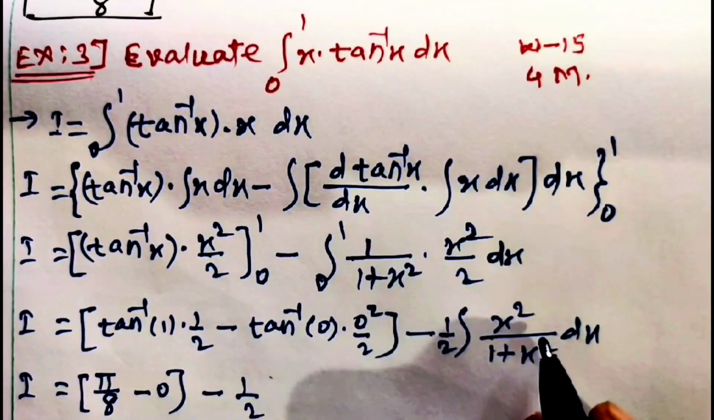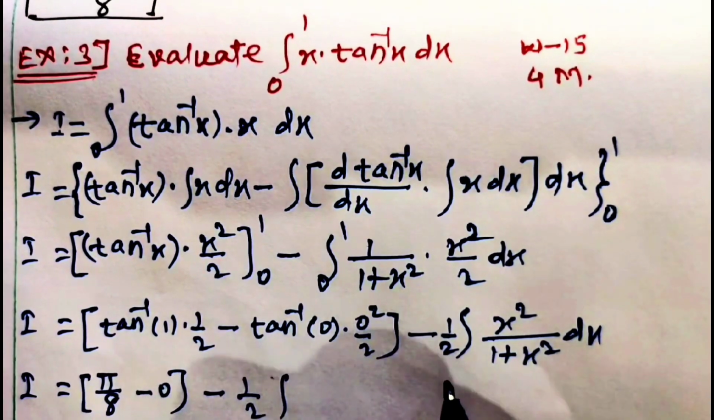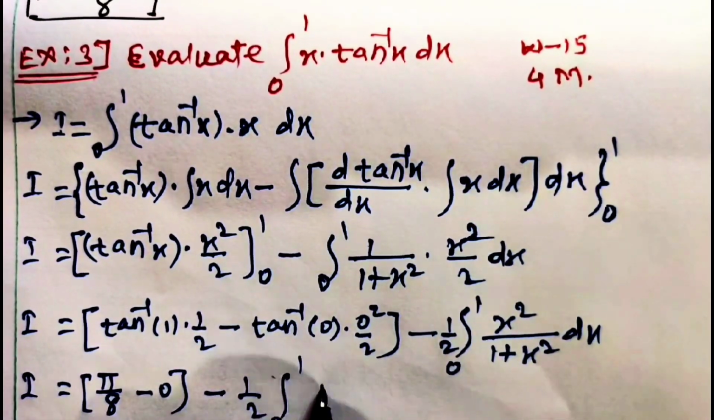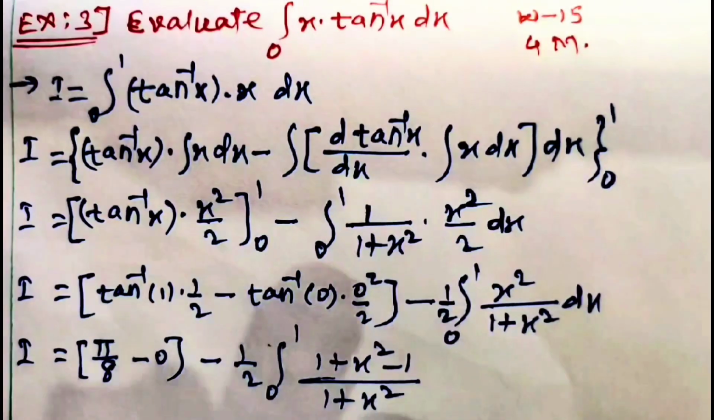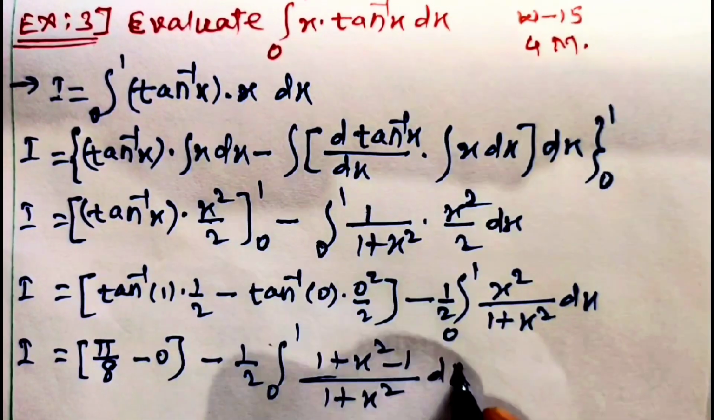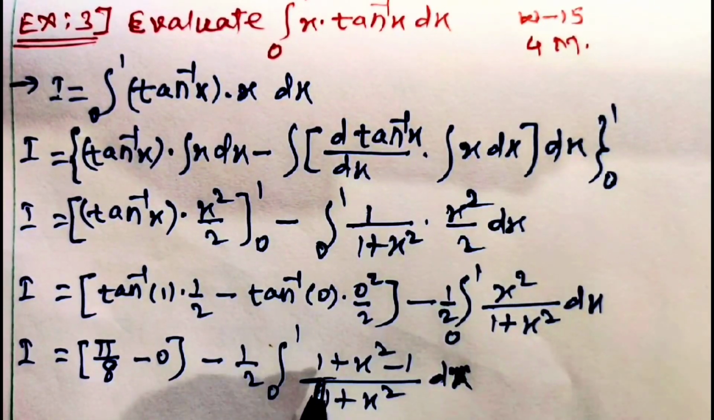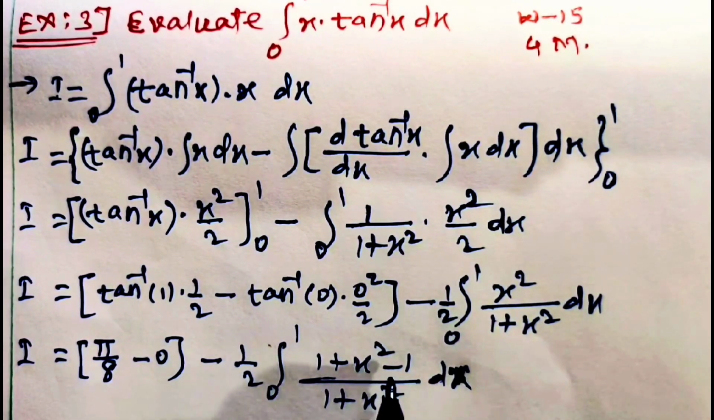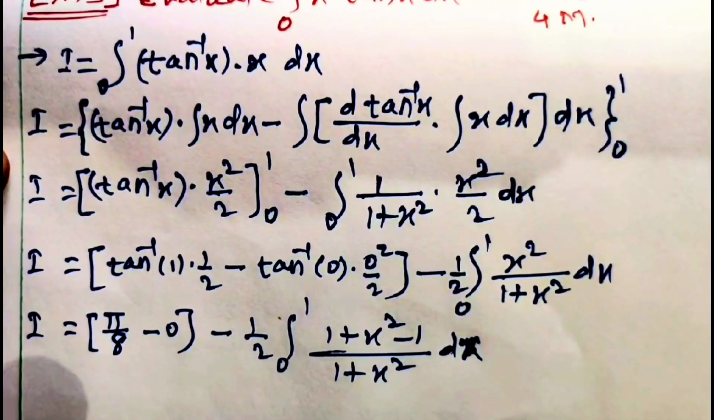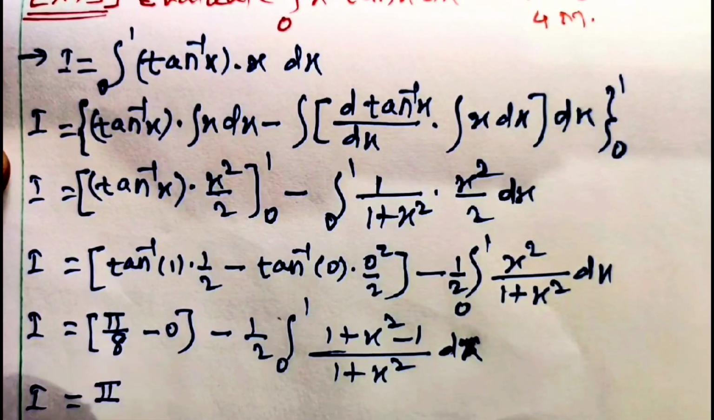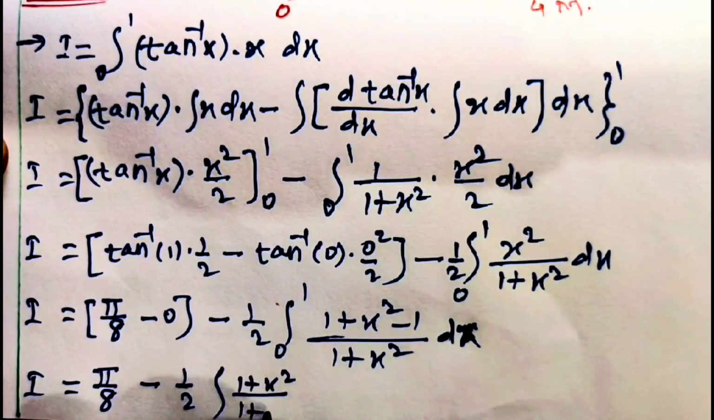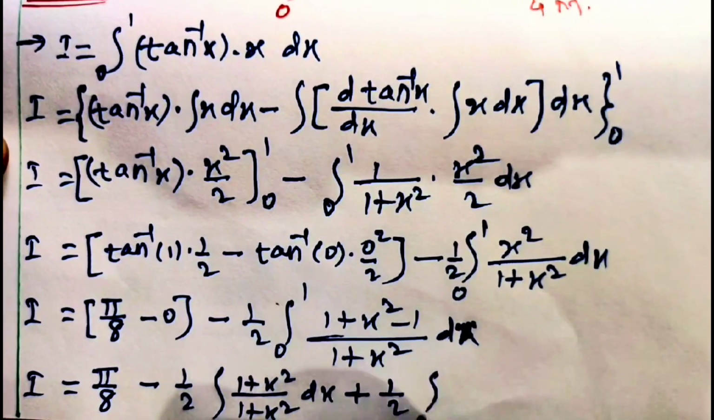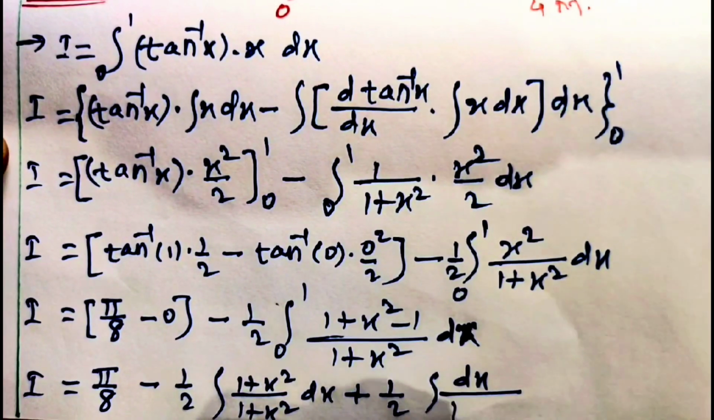In this integral add and subtract 1. So integral from 0 to 1 of 1 plus x square minus 1 divided by 1 plus x square, integral with respect to x. Now separating the integral, 1 plus x square divided by 1 plus x square, and then minus 1 upon 1 plus x square. Hence I is equal to pi upon 8 minus 1 upon 2 integral of 1 plus x square divided by 1 plus x square dx, plus 1 upon 2 integral of dx divided by 1 plus x square.